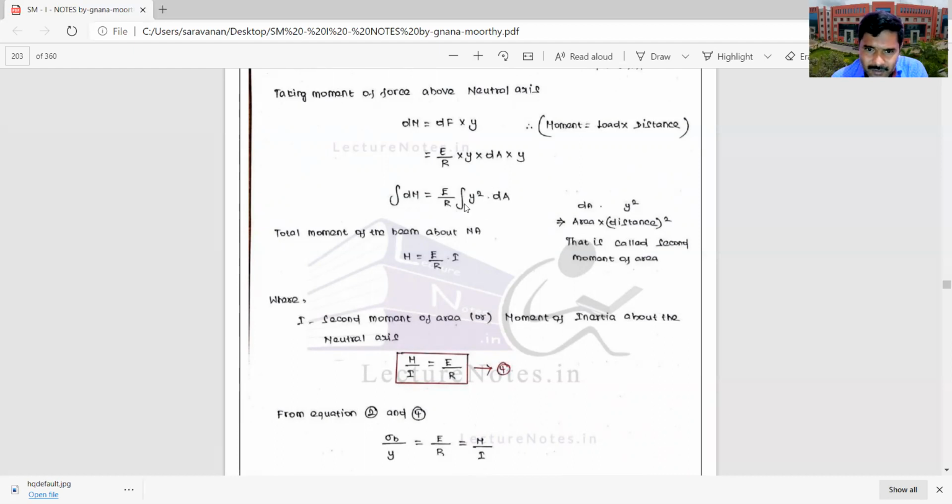Therefore, you can substitute this. Here the d and the integration get cancelled on both sides. Therefore, M is equal to E by R into the integral of y square dA, which is nothing but I, where I is the second moment of area or moment of inertia about the neutral axis. Therefore, this I comes here: M by I is equal to E by R. This is another equation.